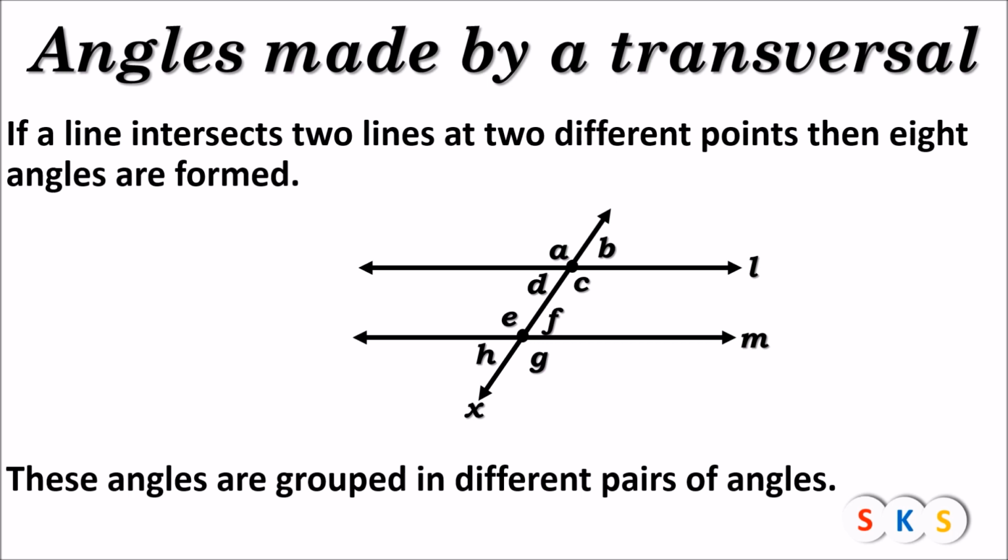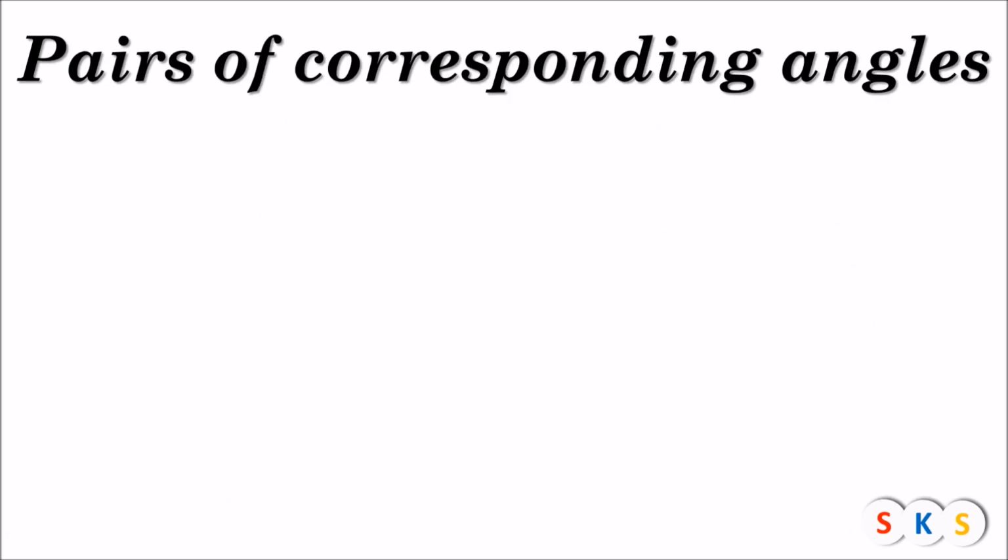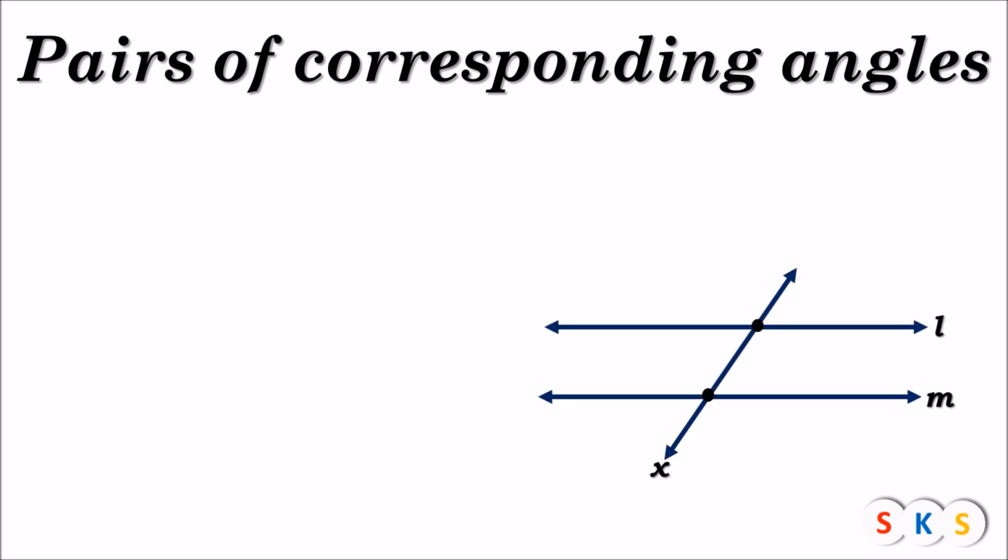These angles are grouped in different pairs of angles. Let's study the pairs. What are pairs of corresponding angles? Look at the figure. In this figure, line X is a transversal of line L and M. There are 8 angles in this figure. Make a note, corresponding angles are on the same side of a transversal.